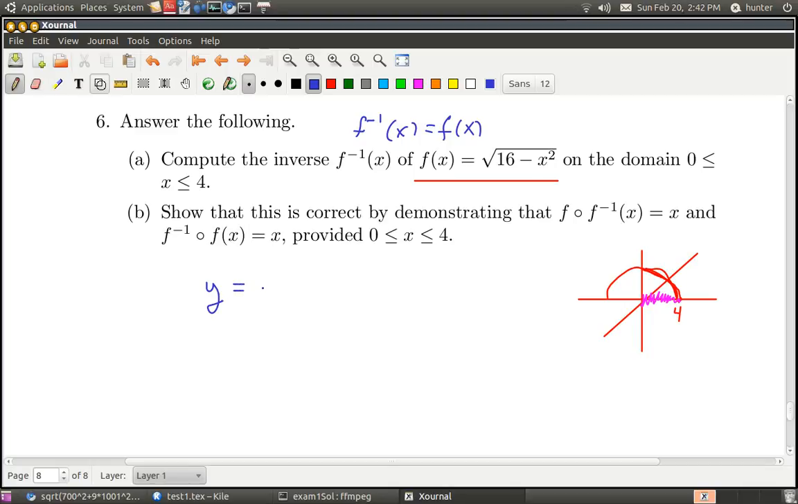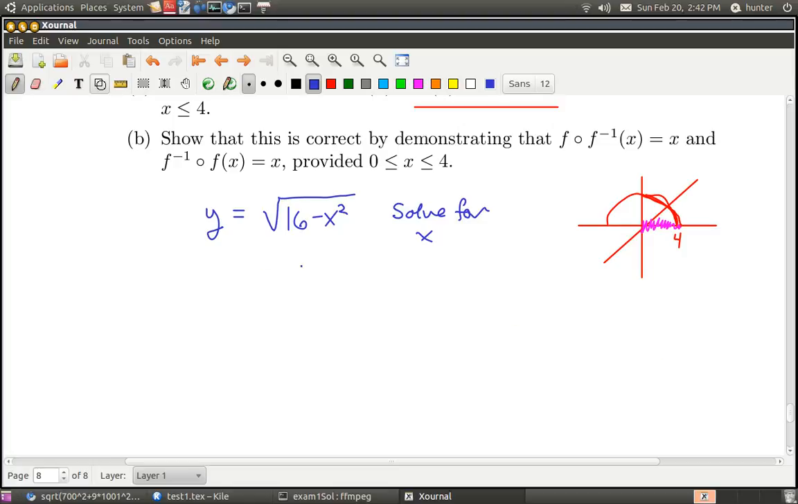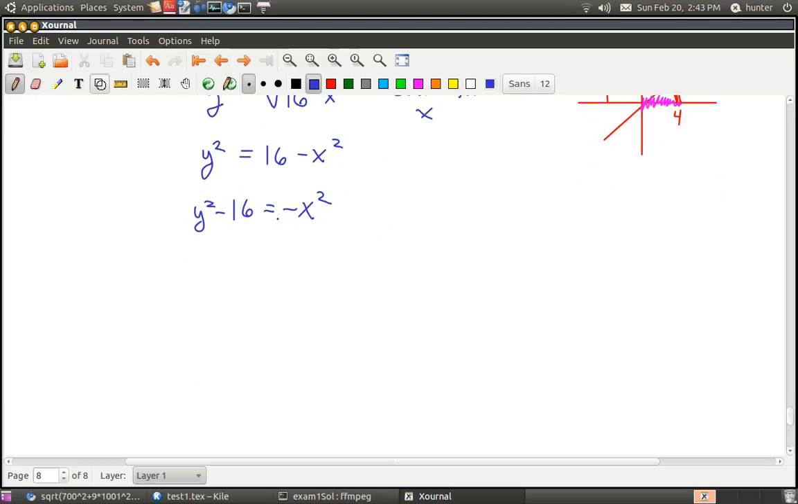So how do you compute the inverse? First you set y is equal to the square root of 16 minus x squared. And now all we have to do is solve for x. So we want to solve for x. That's a way of like undoing the function. Alright, so I need to get rid of the radical, so y squared is equal to 16 minus x squared. Now let's move the 16 over, so y squared minus 16 is equal to negative x squared. And now let's multiply through by negative 1, and so that's going to put just x squared over here, and it's the same thing as switching the order of that subtraction around. So let's write it as 16 minus y squared.